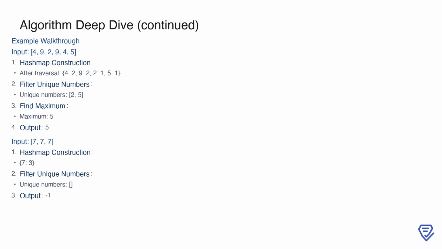Now take the input 7, 7, 7. The hash map here is 7:3, meaning no numbers have a frequency of 1. The unique numbers list is empty, so we return -1. These examples illustrate how the algorithm handles both typical cases and edge cases. In the first example, it successfully identifies and returns the largest unique number, and in the second, it correctly identifies that no unique numbers exist and returns -1.